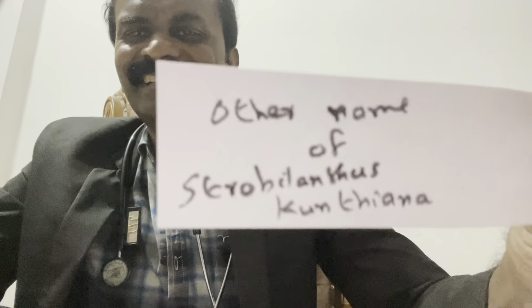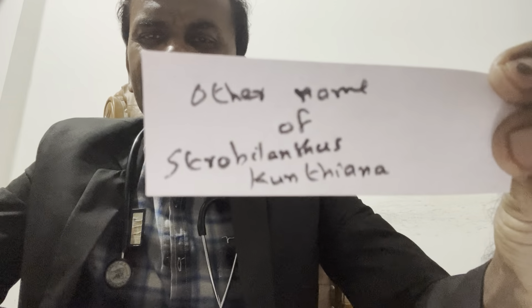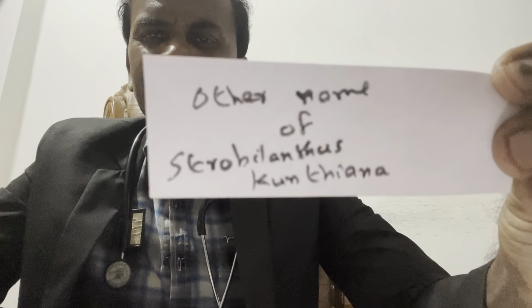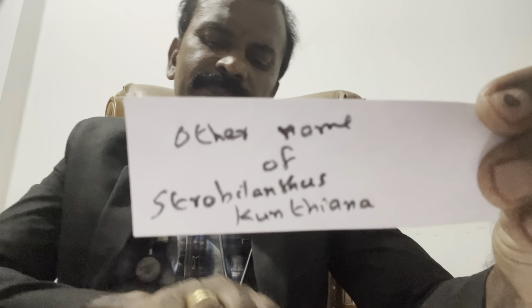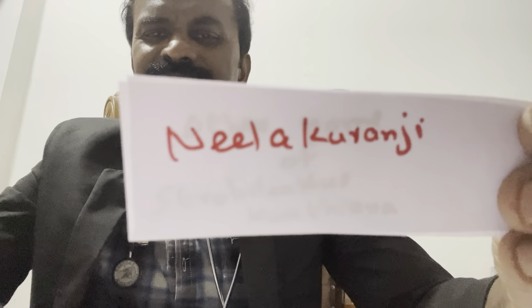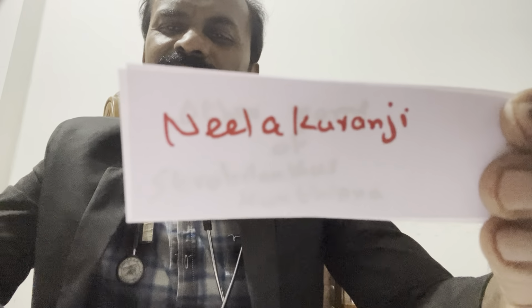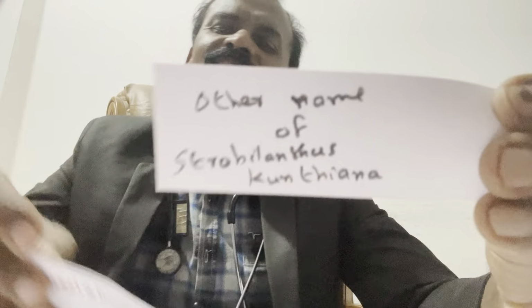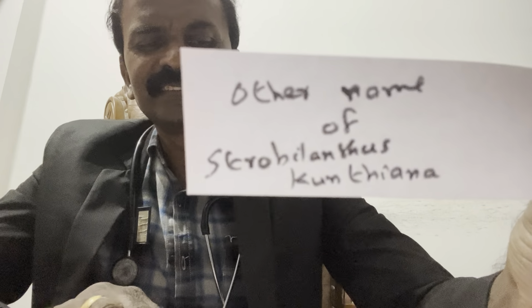Other name of Strobilanthes kunthiana. You have to read it. Other name. What is the idea? Neelakkuranji. Okay, the other is called the flower once in 12 years.